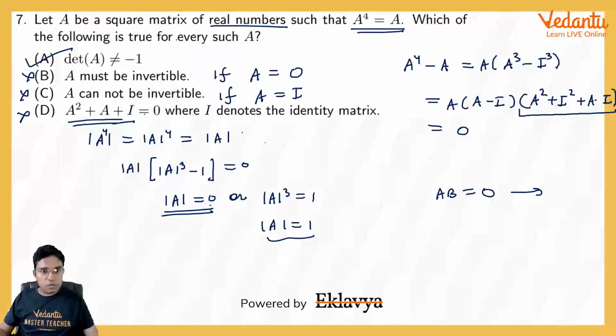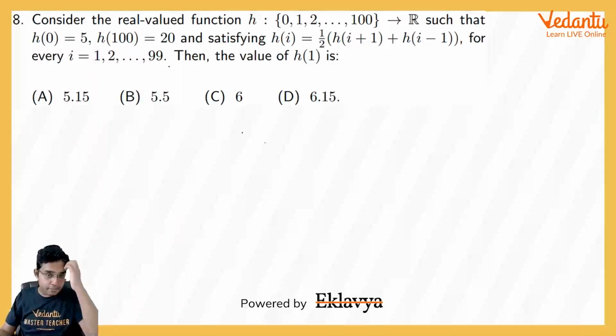Okay, so this question I will say easy, because you are getting kind of a jackpot by just finding the determinant value of A, and you get A as the answer. You can ignore B, C, D then. Coming to the next question, that is 8.